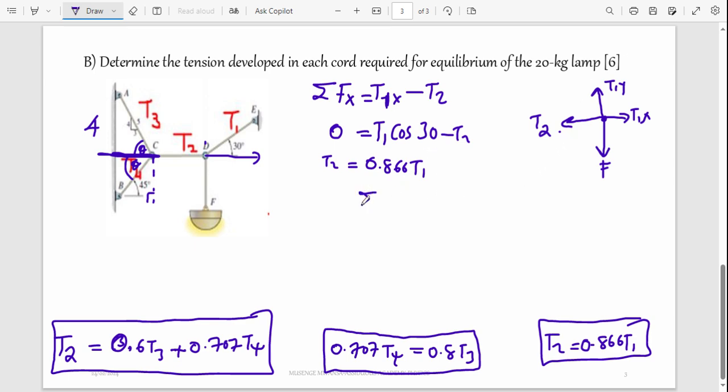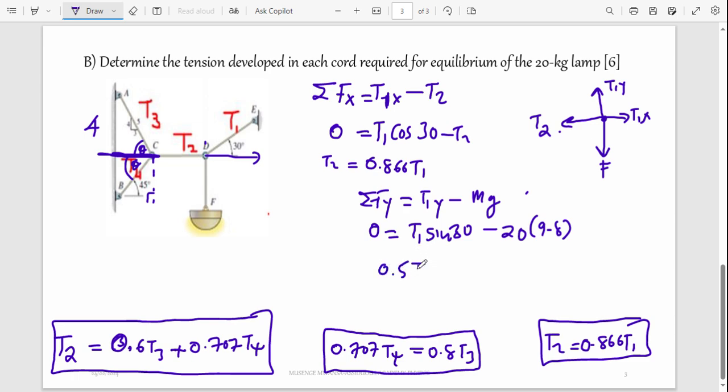In the y direction, for the net force in the y, what is going up is T1y, minus what is going down, which is F. Now F is basically the force, and force is given by mass times gravity. Net force is 0, and T1y is going to be T1 sine, the angle there is a 30, minus mass, we've been told, is 20 kg. Make sure that it is in kgs, multiply by gravity, which is 9.8. Sine of 30 is 0.5. So this is going to be 0.5 T1.